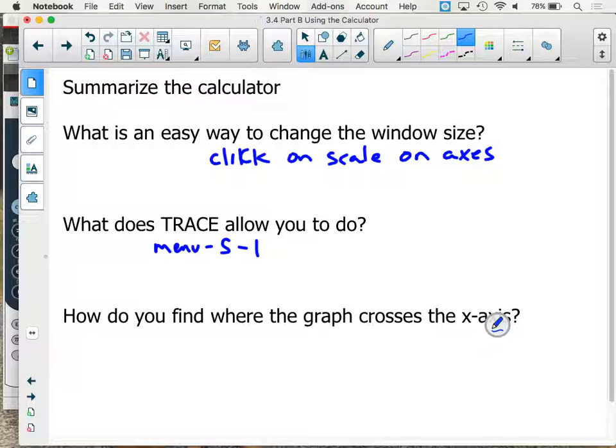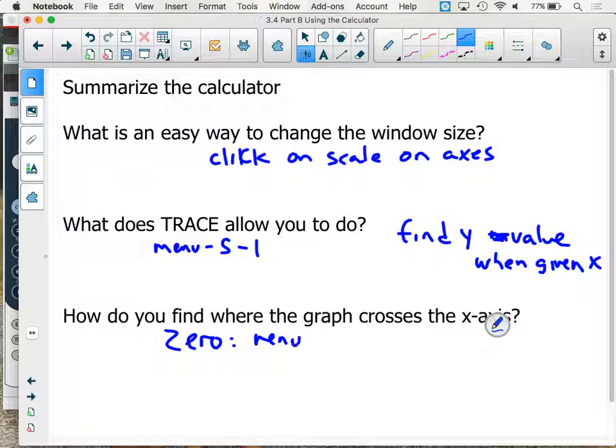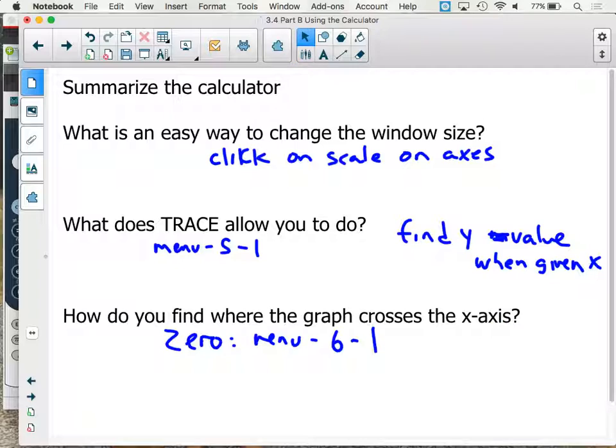Trace allows you to find a y value when you're given x. So we used trace. We said after 1.5 hours, how far is Sam from Buffalo? X was 1.5. We typed in x, and we got the y value. And the last part, where the graph crosses the x-axis, that's that function called 0. We wanted to do menu, and then 6, and then 1. And then remember, we got to do lower bound and upper bound there as well. So hopefully this helped you with graphing a line on the calculator and using two really good functions, trace and 0.